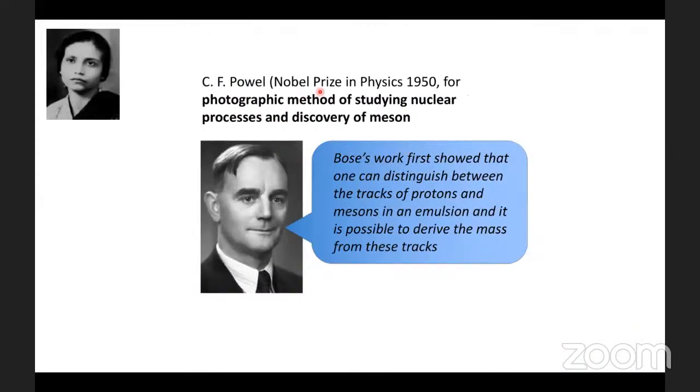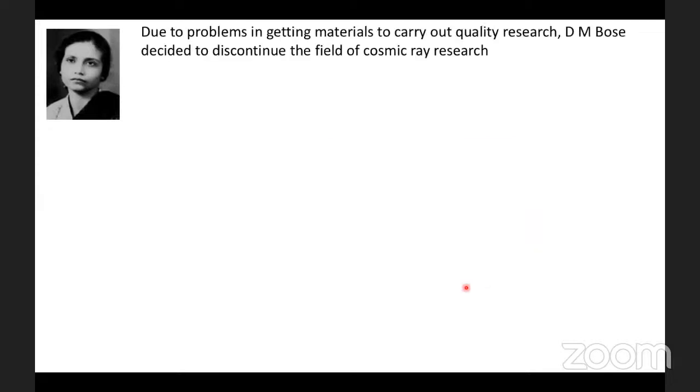Seven years later, following the same principle, C.F. Powell won the Nobel Prize in Physics in 1950 for the photographic method of studying nuclear processes. Fortunately, C.F. Powell was generous enough to acknowledge, saying Bose's work, meaning Bose and Chaudhary, first showed that one can distinguish between the tracks of protons and mesons in an emulsion, and it is possible to derive the mass from these tracks. Now, due to problems in getting materials to carry out quality research, D.M. Bose decided to discontinue the field of cosmic ray research.